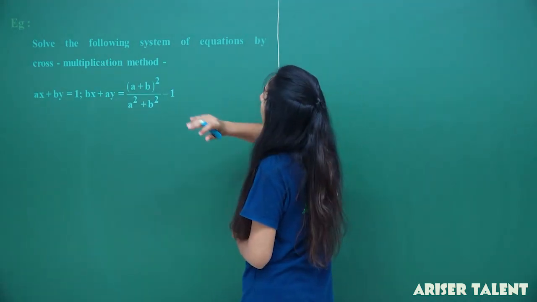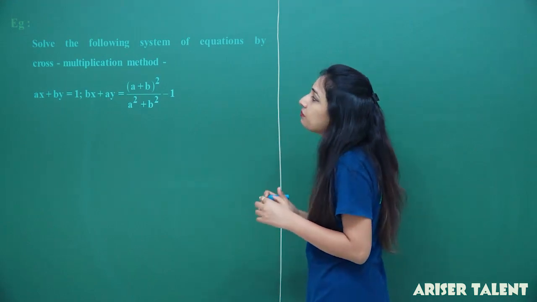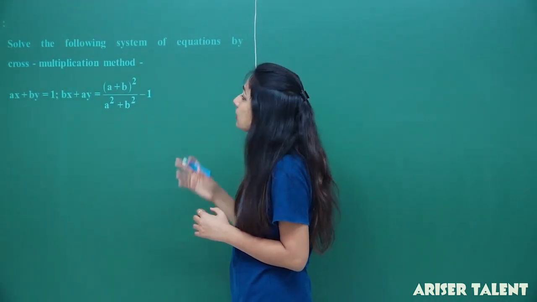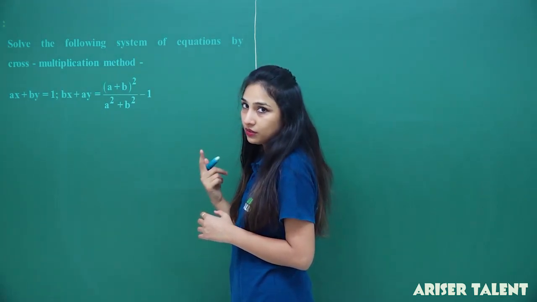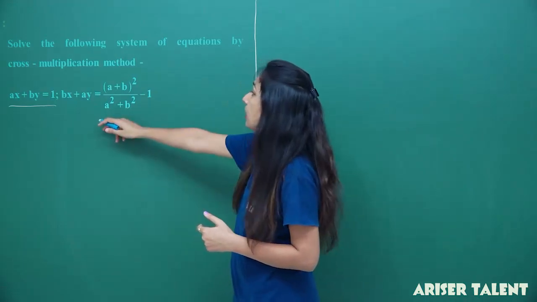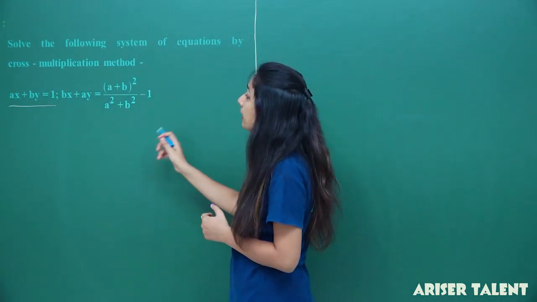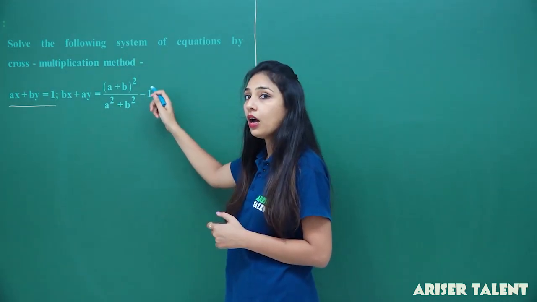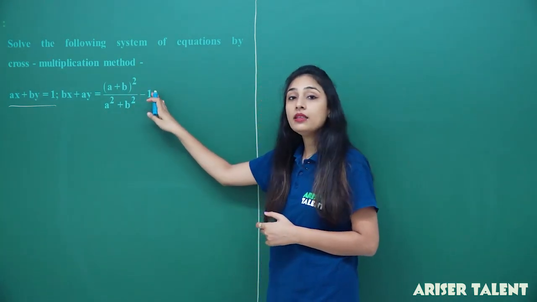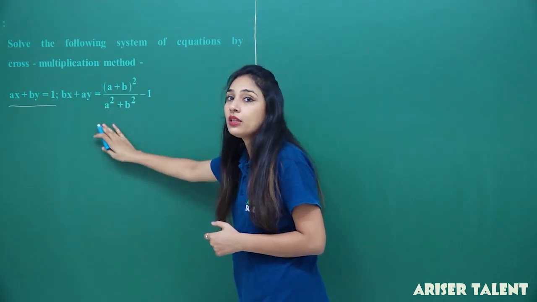This is the question: solve the following system of equations by the cross multiplication method, and the equations are, students, ax plus by equals 1 first. This is the first equation, and the second one is bx plus ay equals (a plus b) whole square upon a square plus b square, then minus 1. So we are going to solve this.